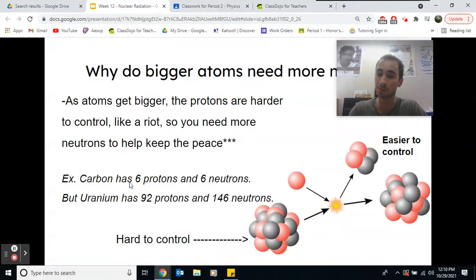So that's like 92 aggressive people. So you'll need a lot more neutral people to try and control it. So you'll need a lot more people to help keep the peace. You could have like community members or something that's neutral. Okay? So like this atom, harder to control. There's more going on. These two are easier to control.